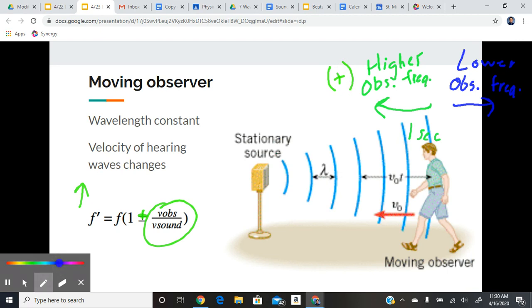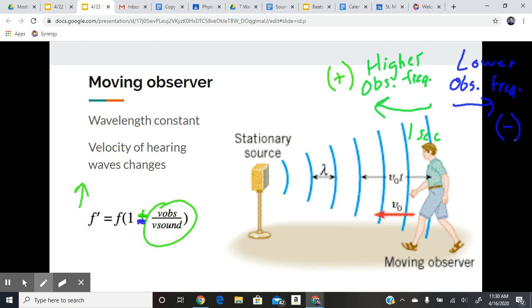And then for the lower observed frequency, because we would be subtracting and we are multiplying, that would end up giving us a lower observed frequency. So when you are walking away, you would use minus. Okay, hopefully that makes sense. Let me know if you guys have any questions on that.